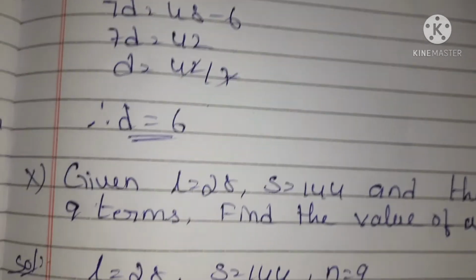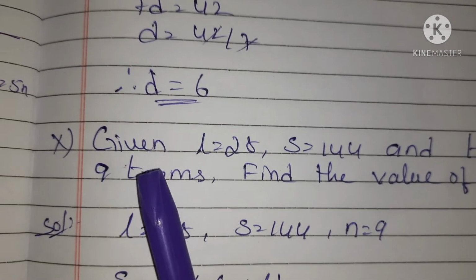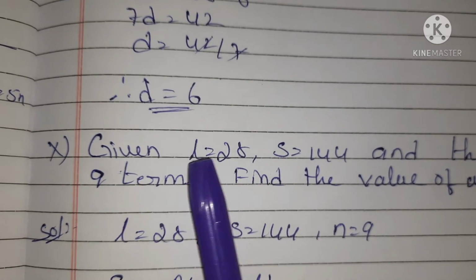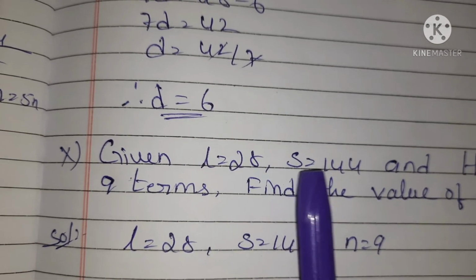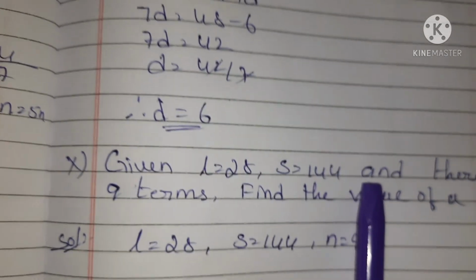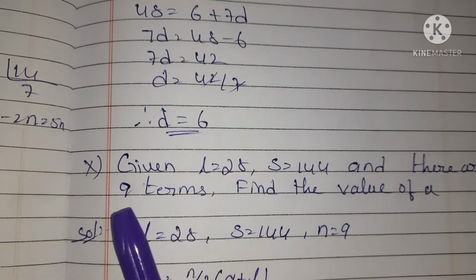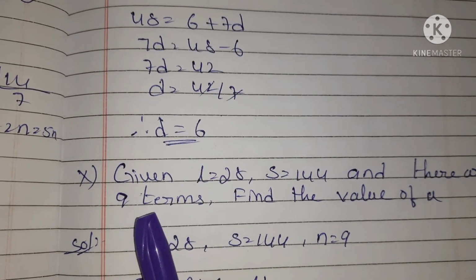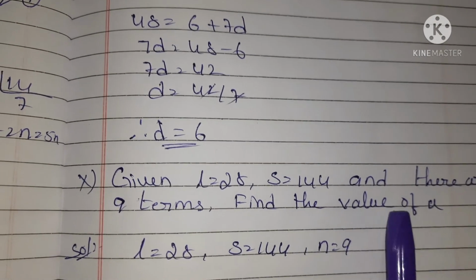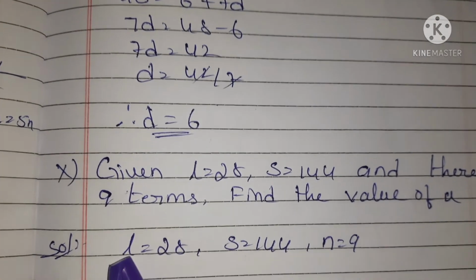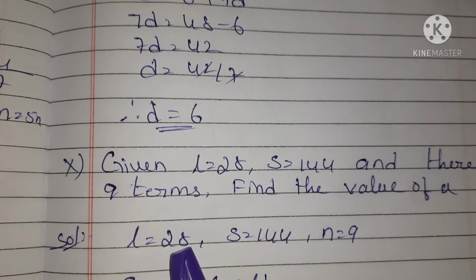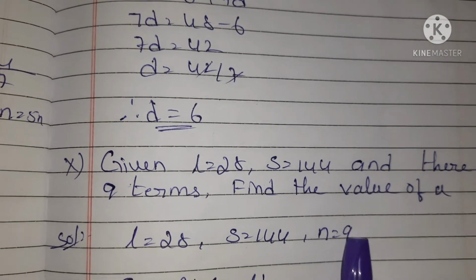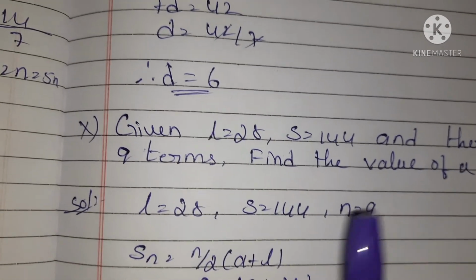Okay. Now next problem. Given L is equal to 28. L means last term. L is equal to 28. S is equal to 144. And there are 9 terms. 9 terms means N value. N is equal to 9. Find the value of A. Now what they have given in the question? L is equal to 28. S is 144. N is equal to 9. We should find out A value.